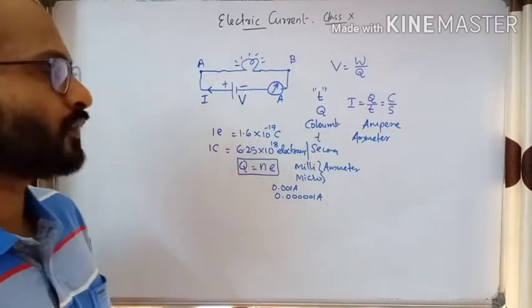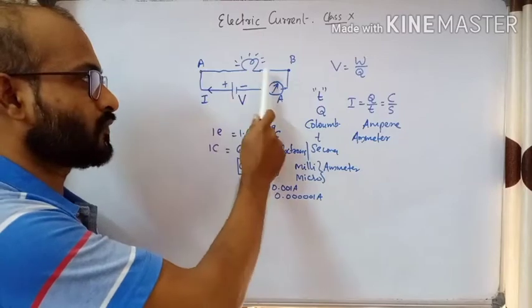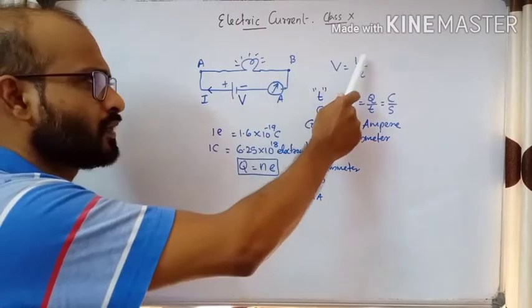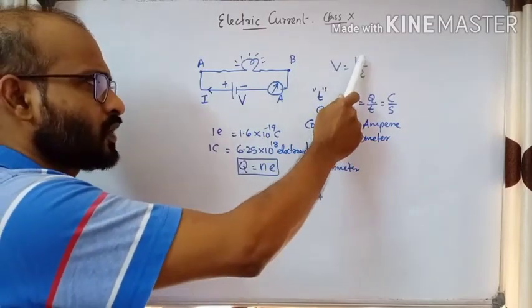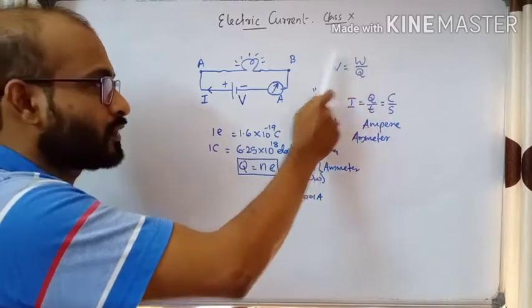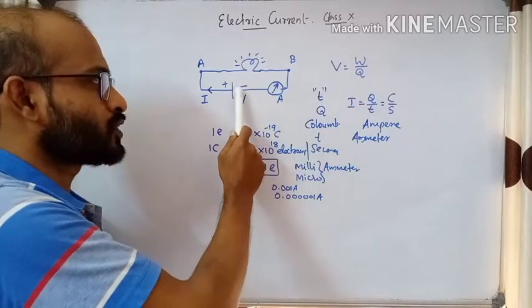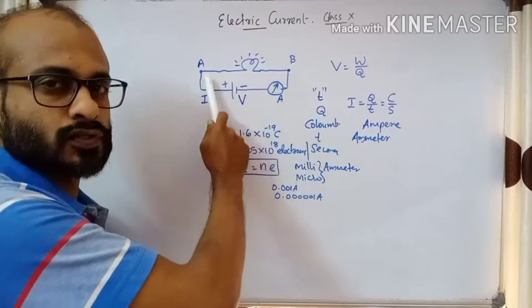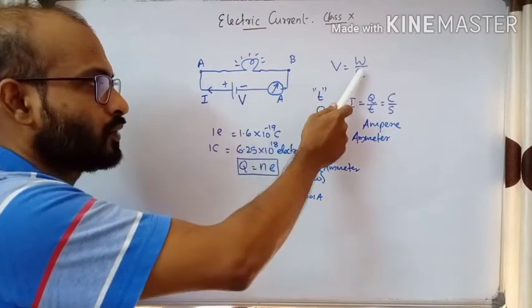For the current to flow, what do we need to maintain? We need to maintain potential difference. What's the equation of potential difference? Work divided by charge. The battery is doing work to push charges from the negative to the positive end. So that's the work done, W by Q.